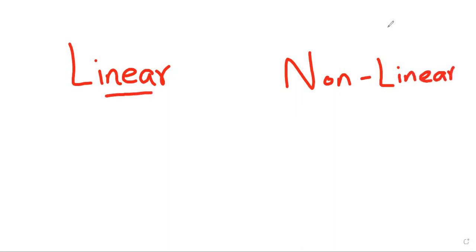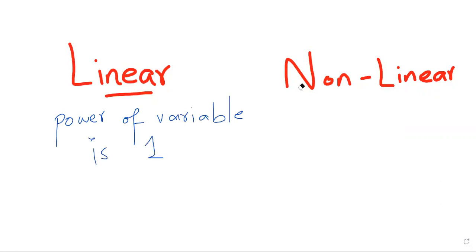Linear equations are those in which the power of the variable is 1. Now you must keep in mind that the power should be strictly 1. It's 1, okay? Not any other than 1. Now I'm giving a few examples.